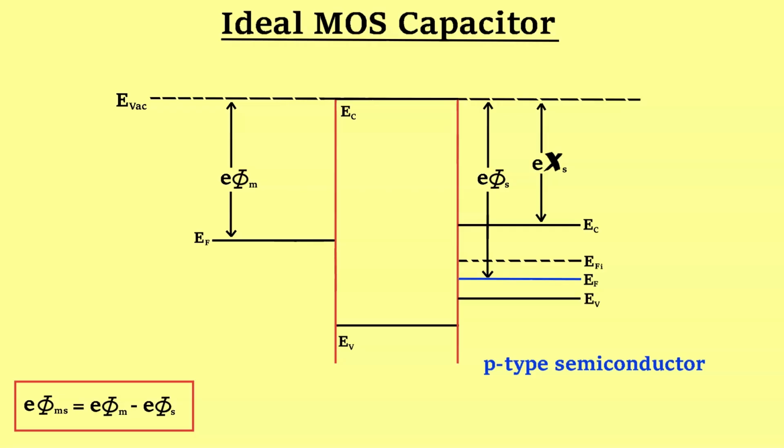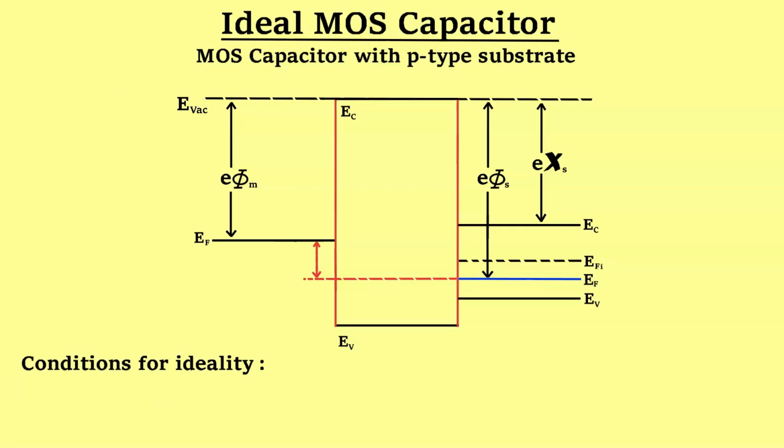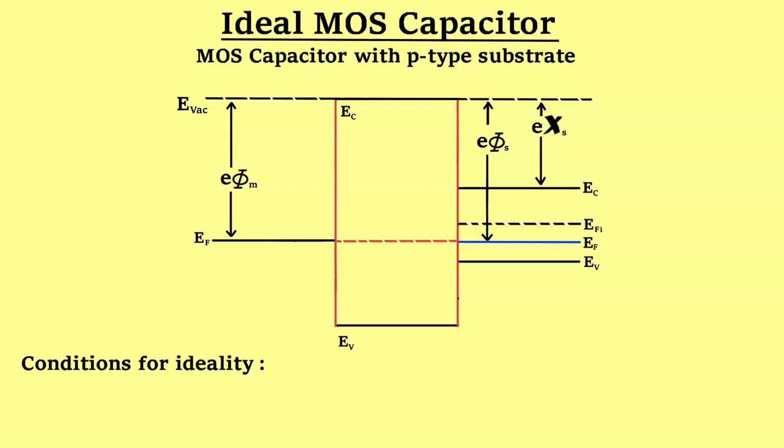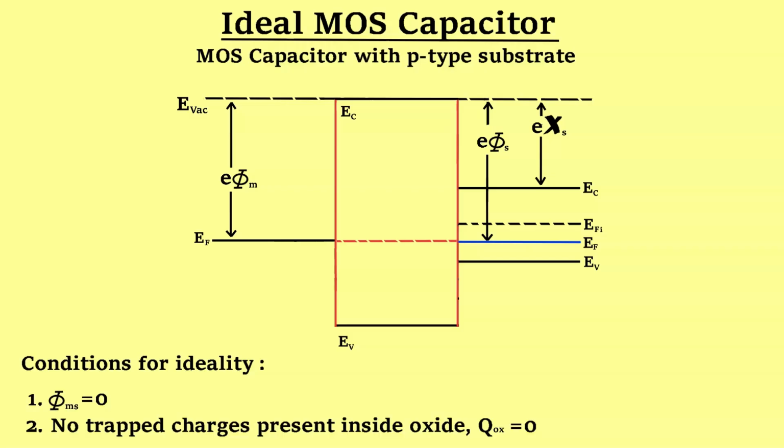For different devices, the conditions for ideal behavior change. The ideal condition for MOS capacitor particularly includes two major conditions. We can see there is a difference between Fermi energy levels of metal and semiconductor. Our first assumption is there is no such difference, which will ultimately result in the work function difference between metal and semiconductor being equal to zero. And the second condition is the oxide is free from trapped charges, meaning that there is no charge present inside the oxide. These conditions for ideality of MOS capacitor are very important and you should learn them.